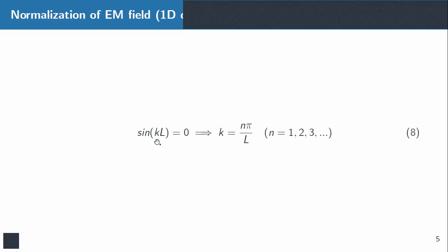So after applying the second boundary condition, we could see that we have a discrete K number, or discrete wave number. It is exactly the condition of a standing wave, and we could interpret that we have a cavity in which we have standing waves of the electromagnetic field.